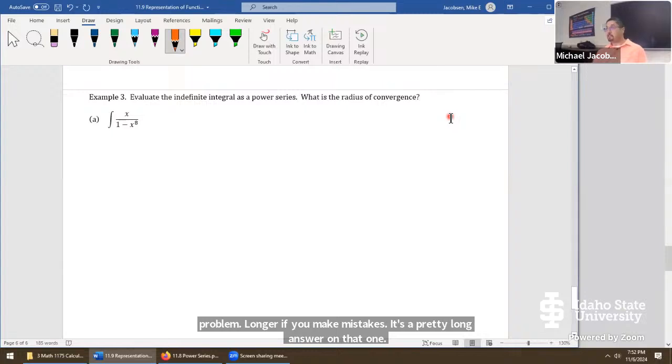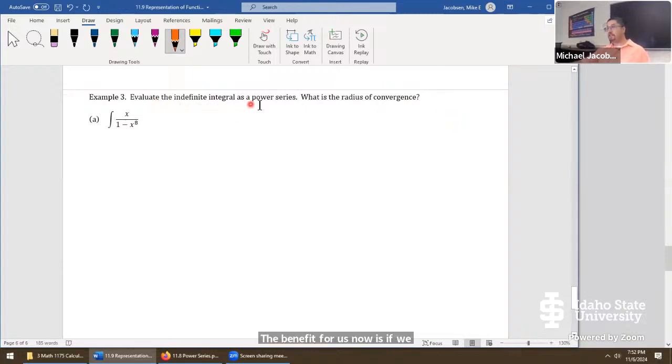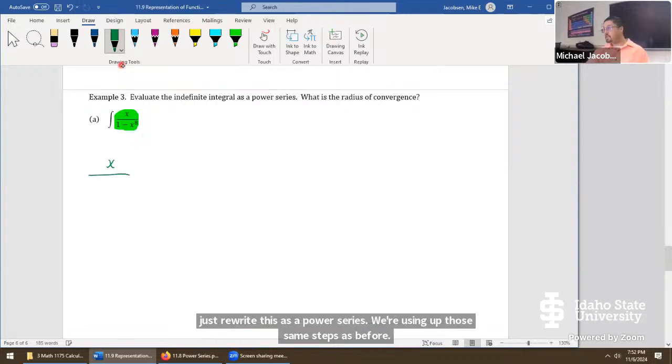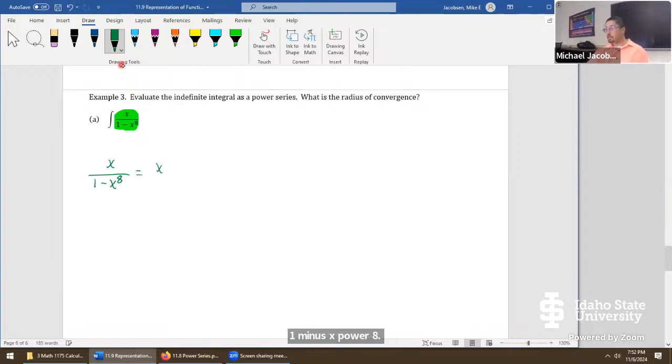The benefit for us now is if we just want to evaluate the indefinite integrals of power series, far, far less steps for us to work out. Here's how it's going to go. In step 1, we're going to take everything we see here and just rewrite this as a power series. We're using up those same steps as before. So we'll have x, 1 minus x power 8, turns into x times 1 over 1 minus x to the power of 8. Parentheses here just to say that's what's slotting into the power series on our next step.